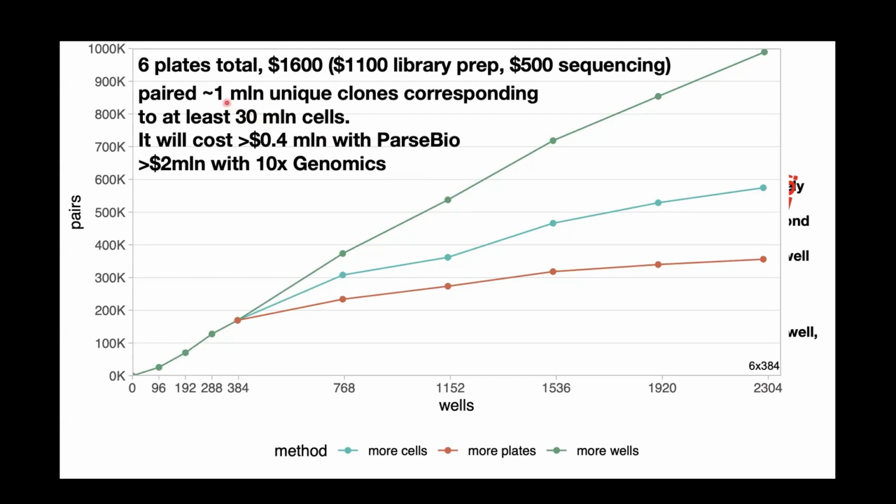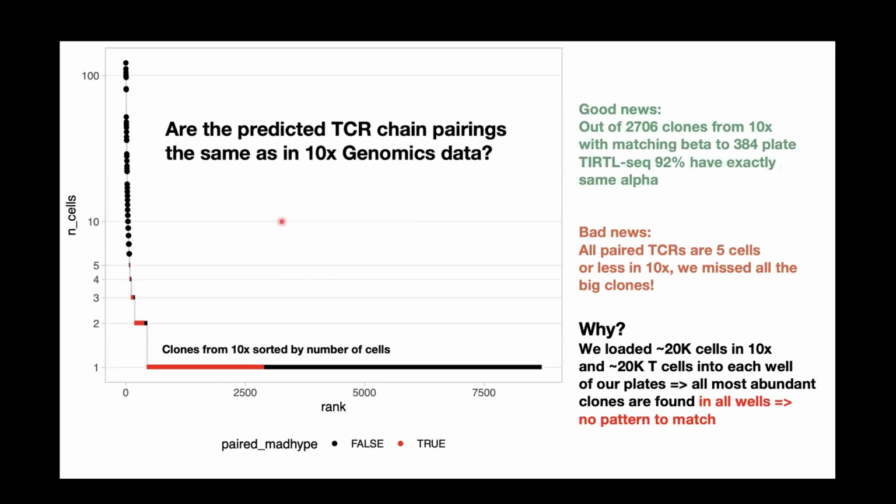Because each clone, at minimum, is found in three wells to be paired, and a bunch of clones are found, of course, in more wells because they are more expanded. And here is an estimate of how much it would cost if you did it with conventional available single cell TCR sequencing approaches. But then the question is, we identified all these pairs with our algorithm, but is it correct, right?